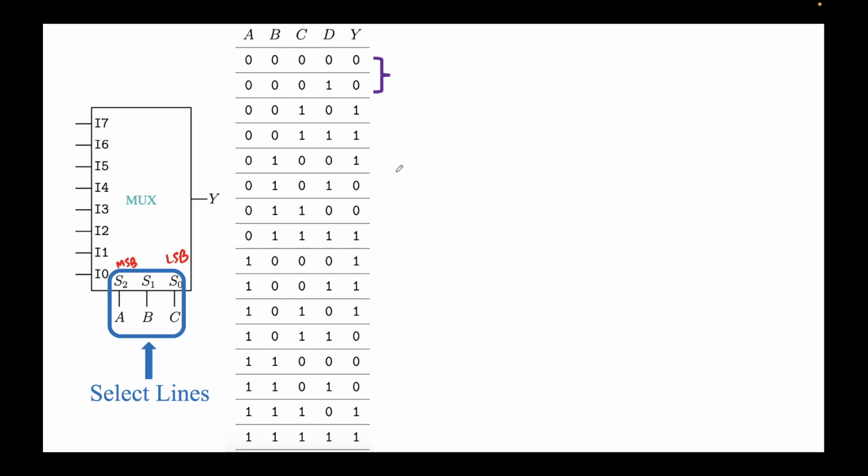What I'll do is, once we've identified the rows corresponding to 0 0 0, I'll focus only on the output side. So you look at only this part now. What I'm seeing is that Y equal to 0 for D equal to 0 or 1. So it doesn't matter what the value of D is, Y is always 0, right? And we know that for this configuration, Y will be routed to I0, right?